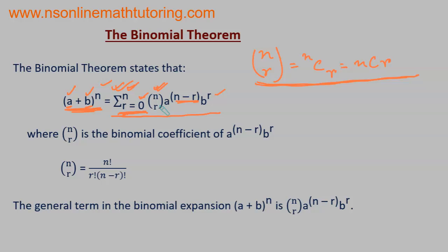And nCr is the binomial coefficient of a to the power of n minus r times b to the power of r. What is nCr? nCr is equal to n factorial over r factorial times n minus r factorial. Now you see we are having these factorial notations.